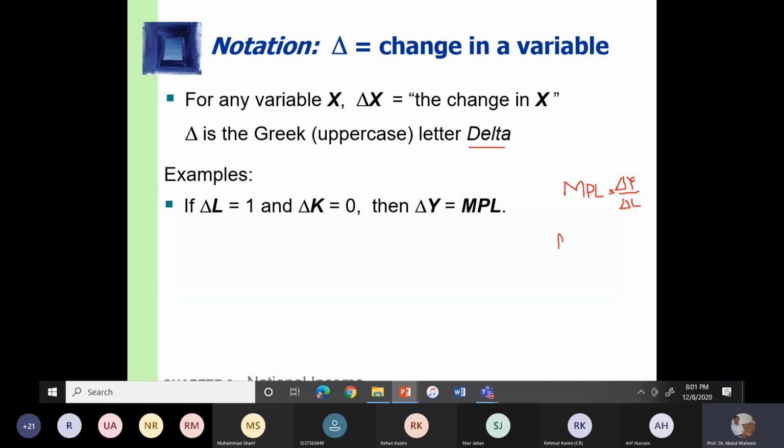Marginal product of capital will be equal to delta y over delta k.